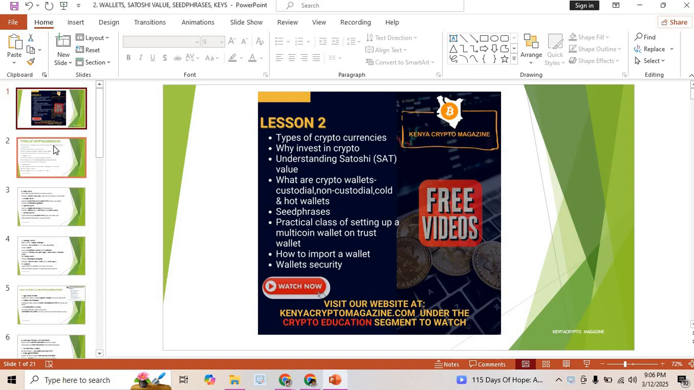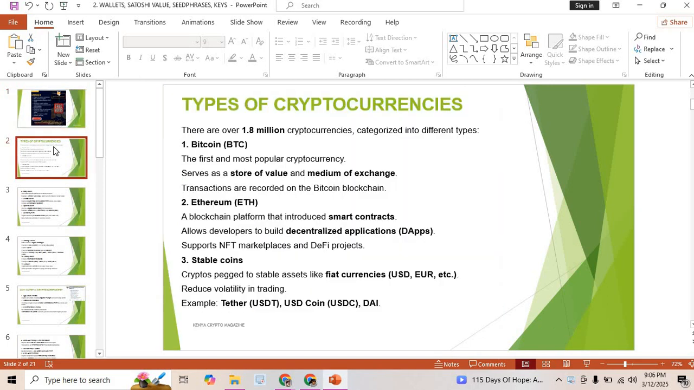So let's dive in. Types of cryptocurrencies. If my slides are visible, kindly thumbs up. If you can see in your screen, if you can see types of cryptocurrencies, thumbs up. Okay, thank you.